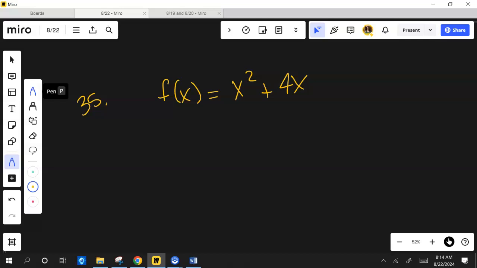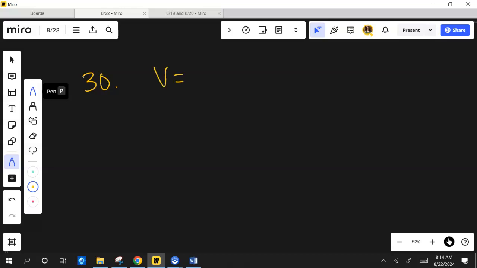All right, 35. Nope, that's not 35. Oh, 30. All right, what's the volume of a sphere? Somebody get 4/3.